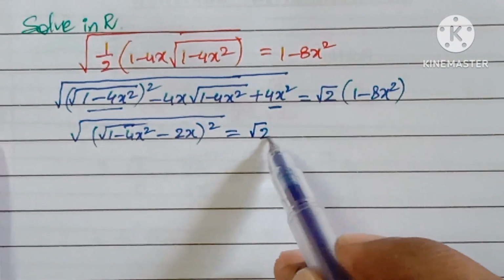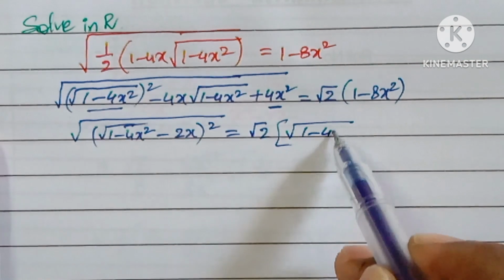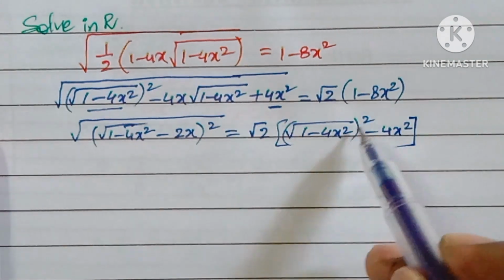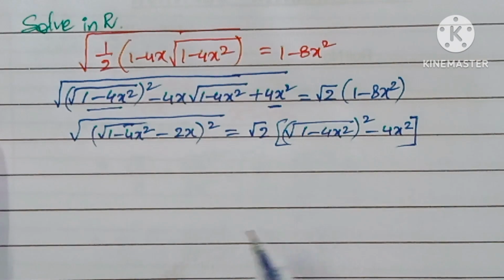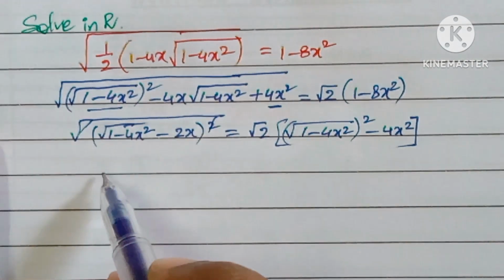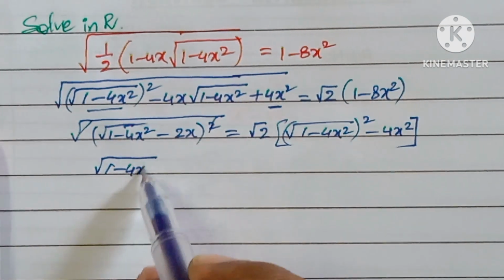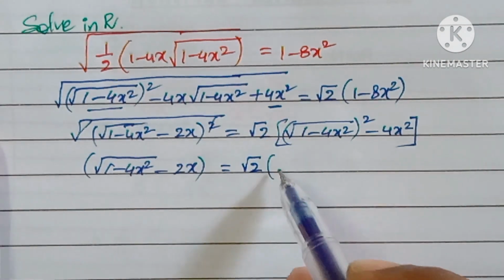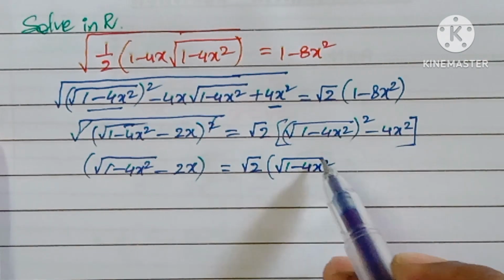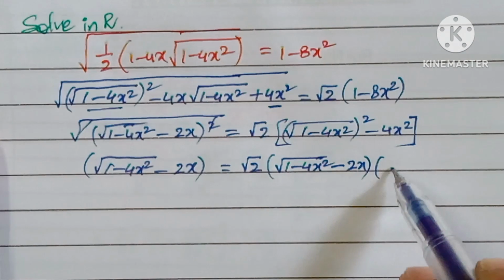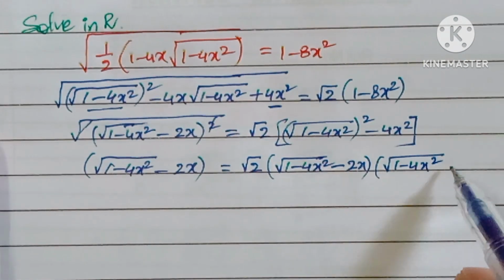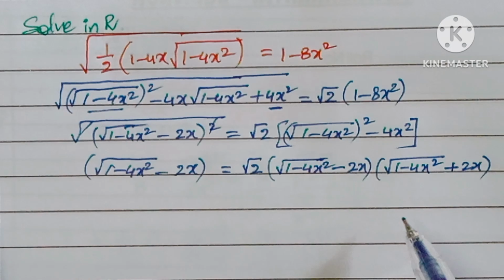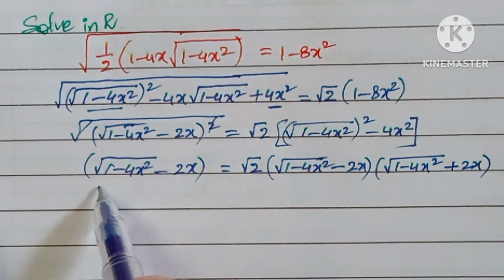Now this can be written as root 2 into root of (1 minus 4x square) whole square minus 4x square. Now if you cancel this root, you'll get again 1 minus 8x square. Here square root and root get cancelled. Square root of (1 minus 4x square) minus 2x is equal to root 2 into root of (1 minus 4x square) minus 2x into root of (1 minus 4x square) plus 2x. Now here you are writing it as (a minus b) into (a plus b). Now here you can take this one as common.